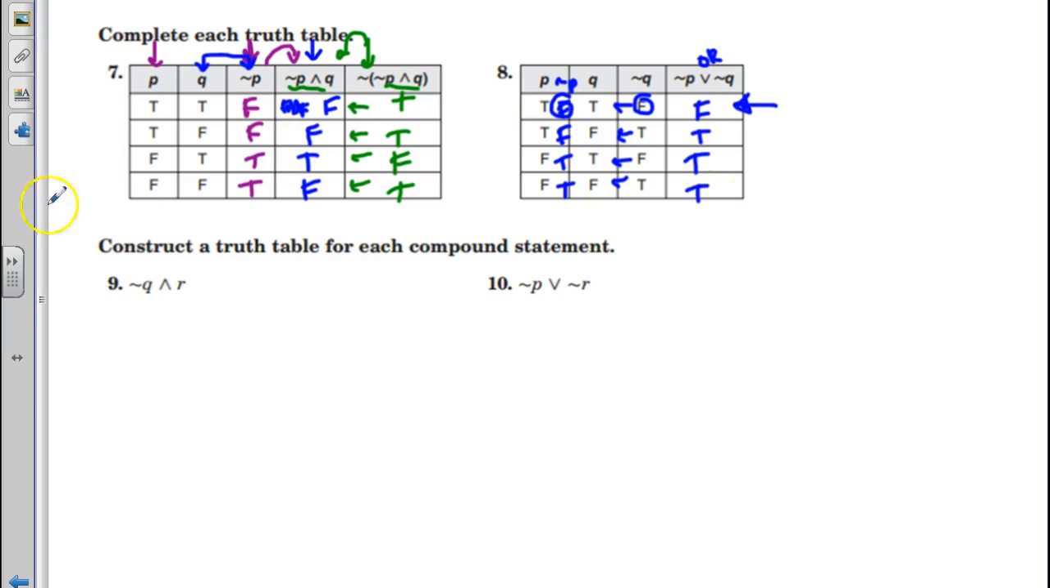I hope that made sense. We will pick up as a bell ringer for numbers 9 and 10 when we're in class tomorrow.